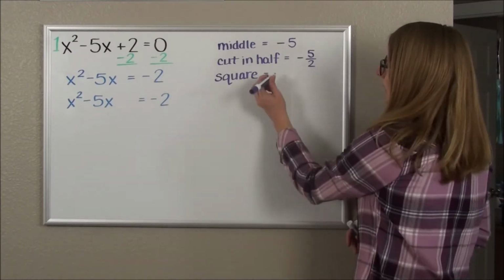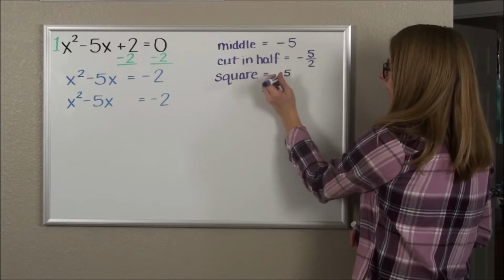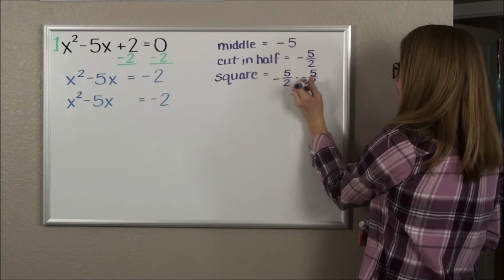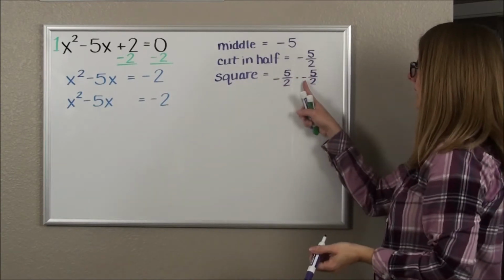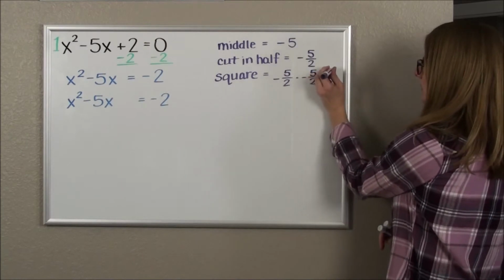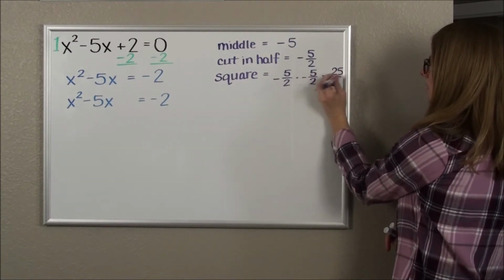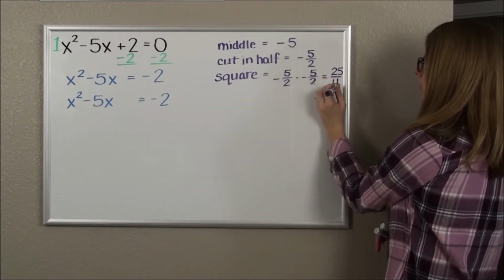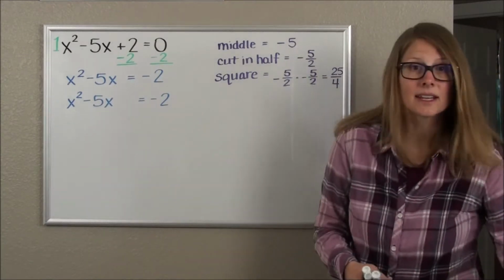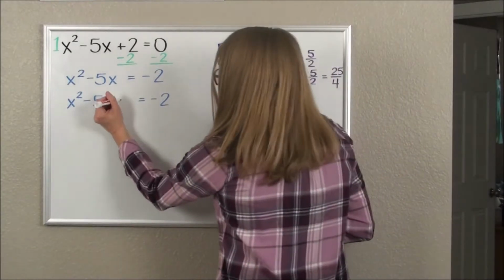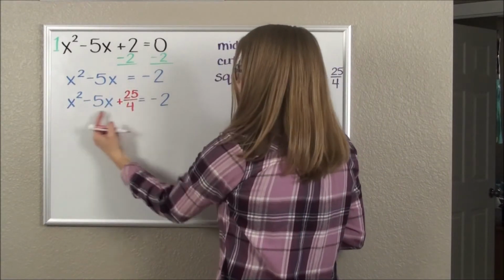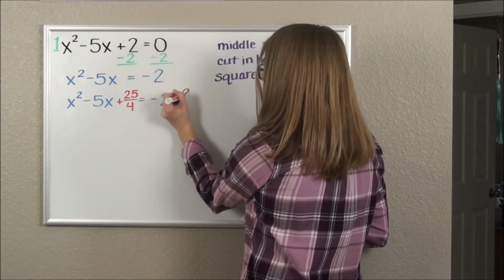Because when we square it, that means multiply it by itself. And remember, with fractions, I can multiply straight across. Negative times negative will be positive. Upstairs, 5 times 5 is 25. Downstairs, 2 times 2 is 4. So I wind up with positive 25 over 4. That's going to be my magic number. That's what I add to the left to create a perfect square, and I will add it to the right to maintain that balance.